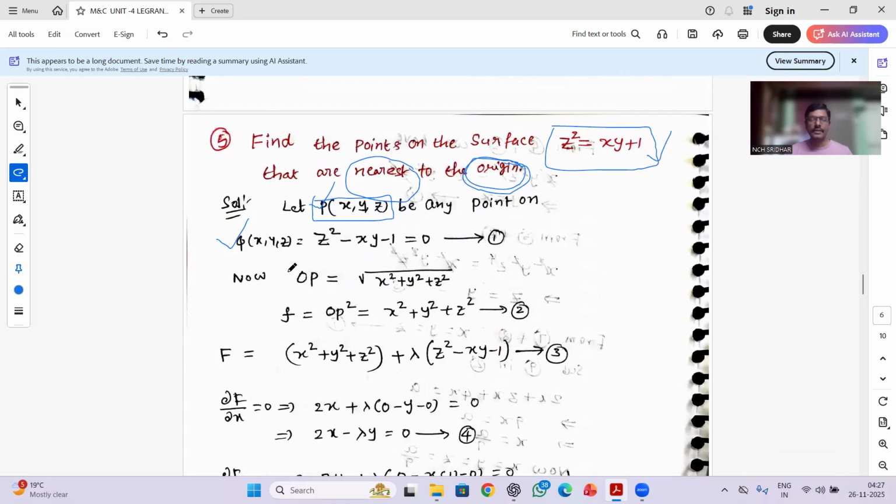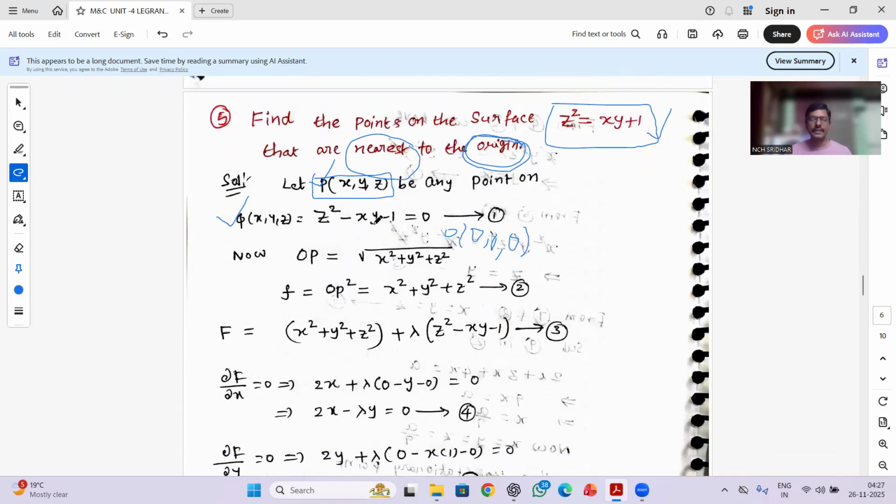And according to the given data, the point is nearest to the origin. The origin is nothing but O(0, 0, 0). I can find the distance between these two points, O(0, 0, 0) to the point P on the surface: (x minus 0) whole squared plus (y minus 0) whole squared plus (z minus 0) whole squared. You all know that the distance between two points is (x1 minus x2) squared plus (y1 minus y2) squared plus (z1 minus z2) squared. So we get OP equals root of x squared plus y squared plus z squared.